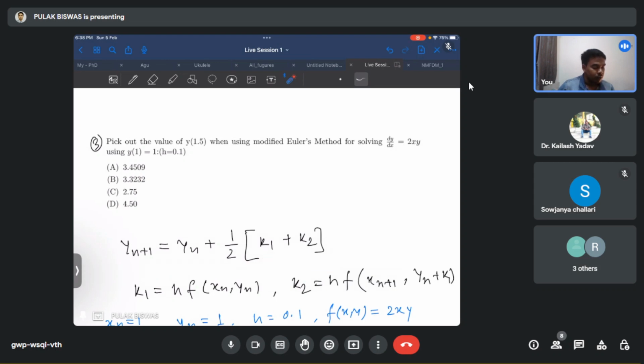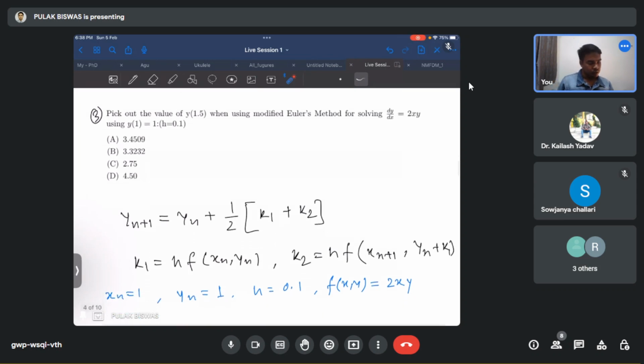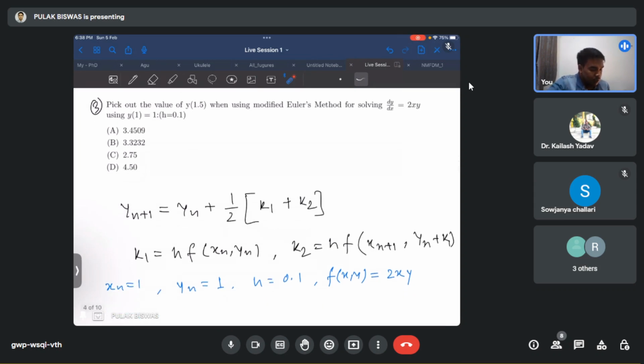Here we have to calculate k1 and k2 for each of the increments. So k1 has this form, k2 has this form, and the initial condition values are this. The increment function is coming like this.